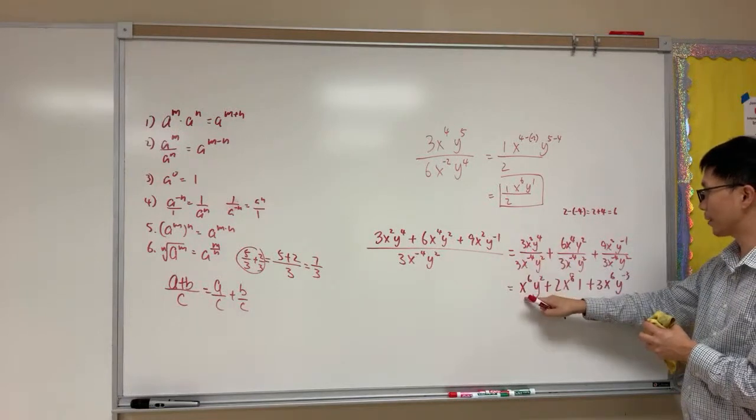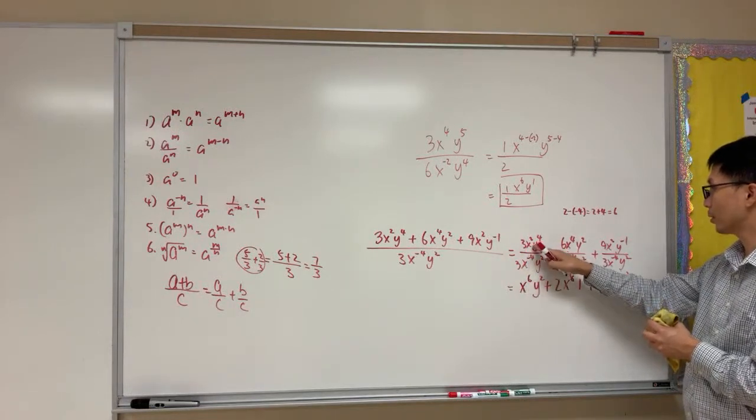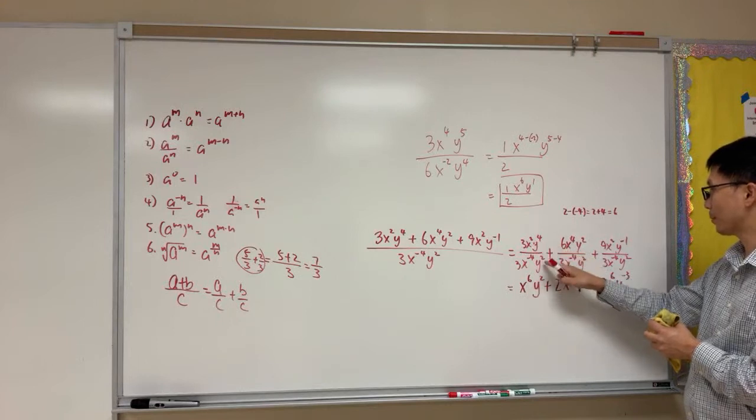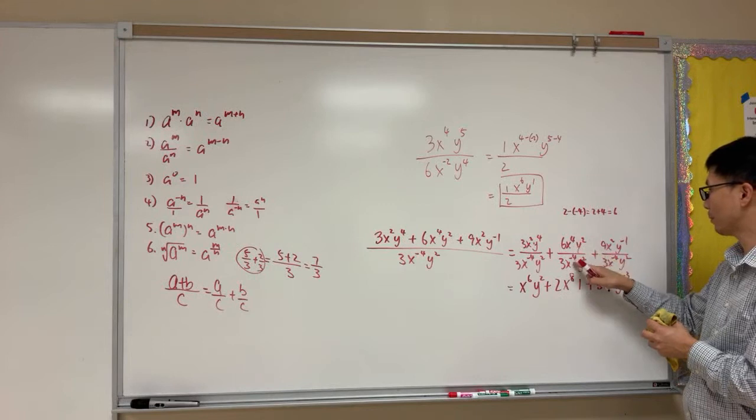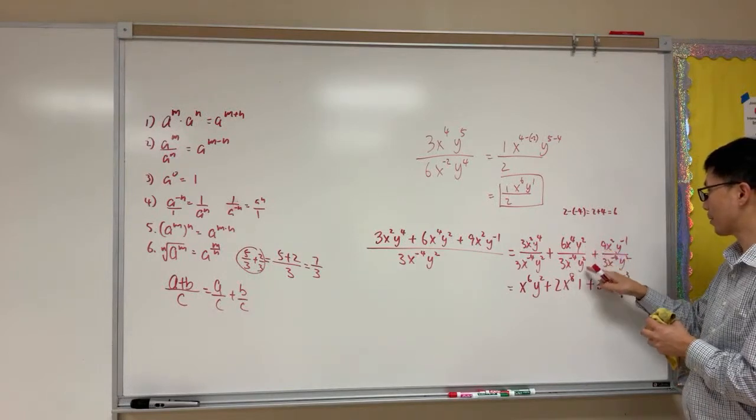Again, 3 over 3 is 1. I don't need to write 1. 2 minus negative 4 is 6. 4 minus 2 is 2. 6 over 3 is 2. 4 minus negative 4 is 8. 2 minus 2 is 0, so anything to the 0 power is 1.